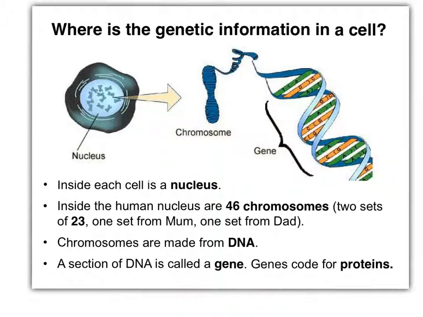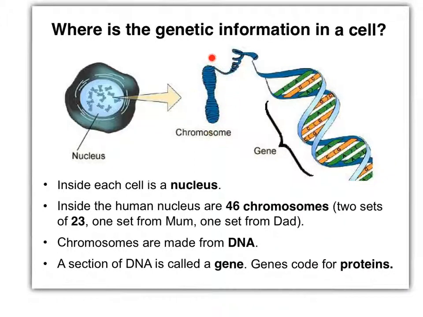Now, in the human nucleus, there are 46 chromosomes. Chromosomes are thread-like structures. In the human nucleus, there are 46 chromosomes in total, the diploid number. 23 chromosomes come from mum, and 23 chromosomes come from dad.